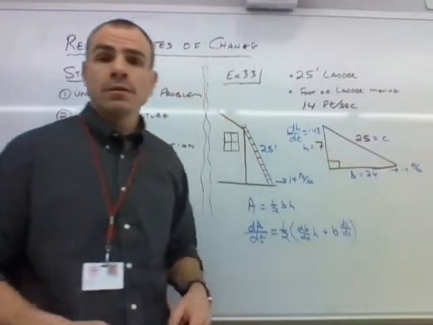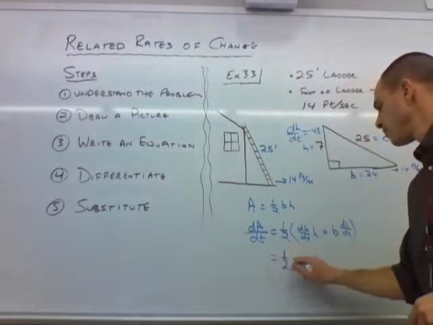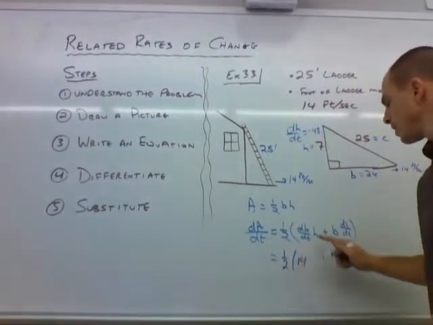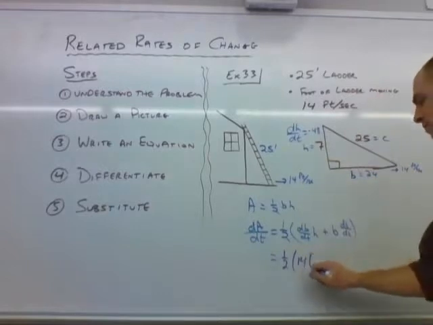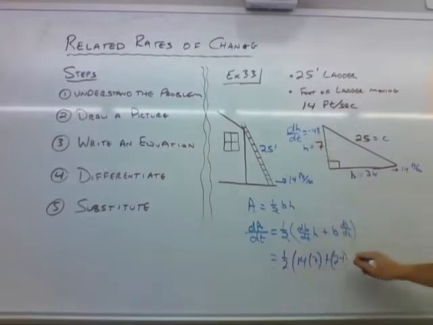right there for us. So we're just going to punch those in, and we have 1/2, all right, and then dB/dt we said was 14, H is 7, plus B, which is 24, and dH/dt, which is negative 48.